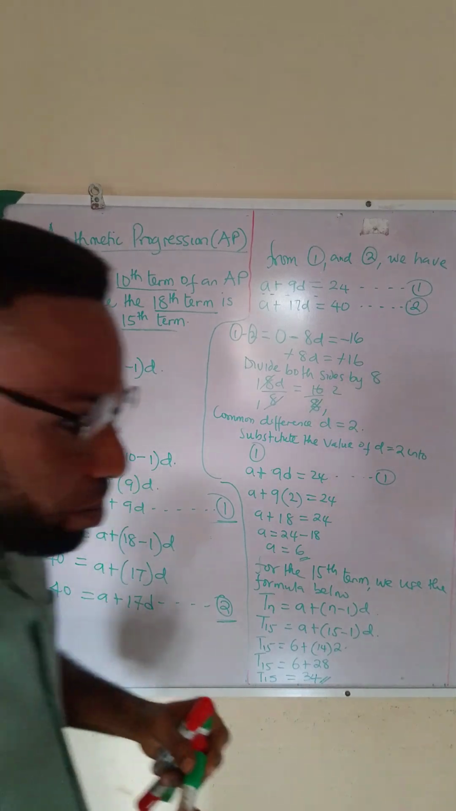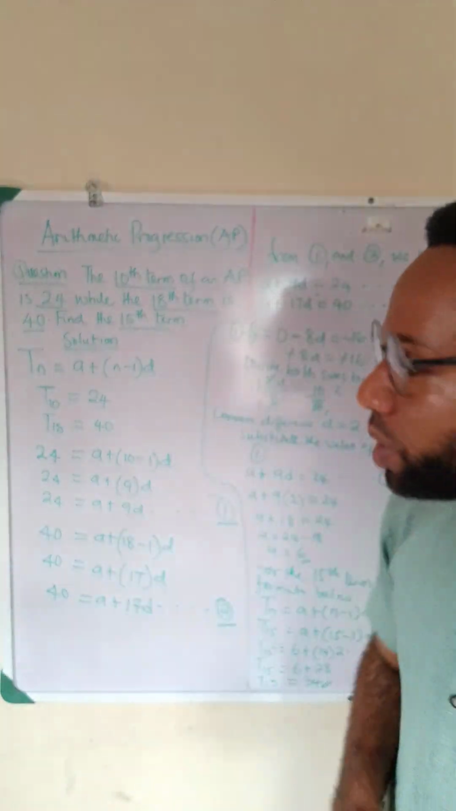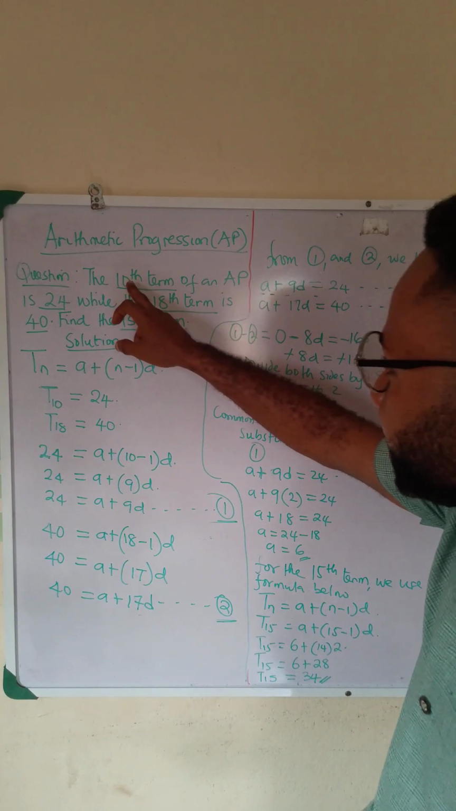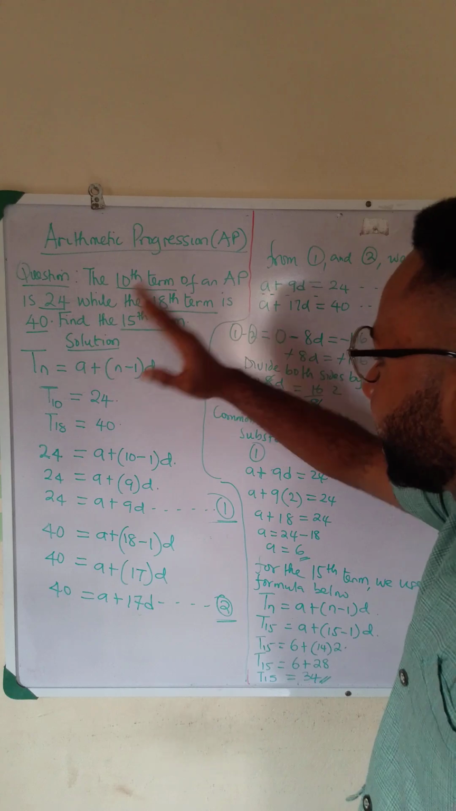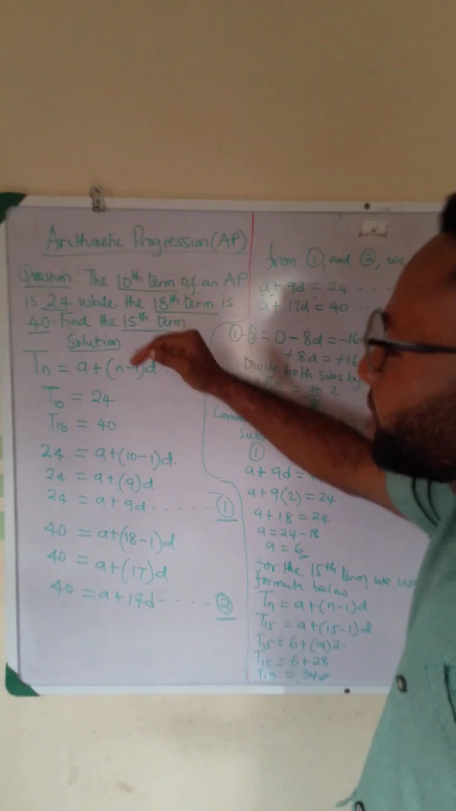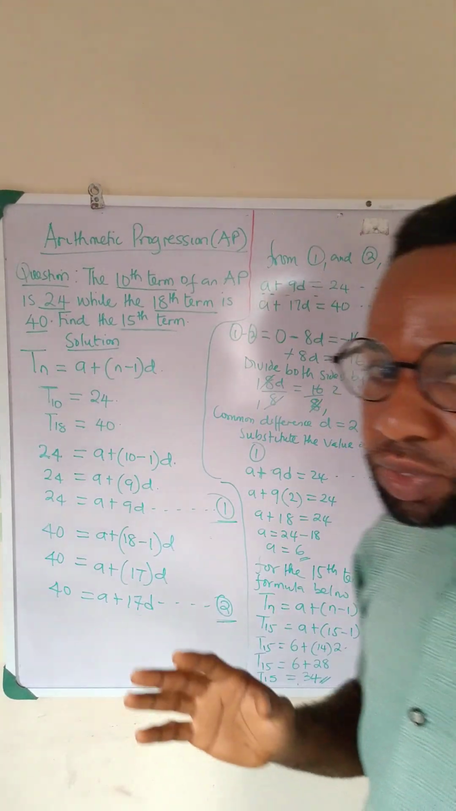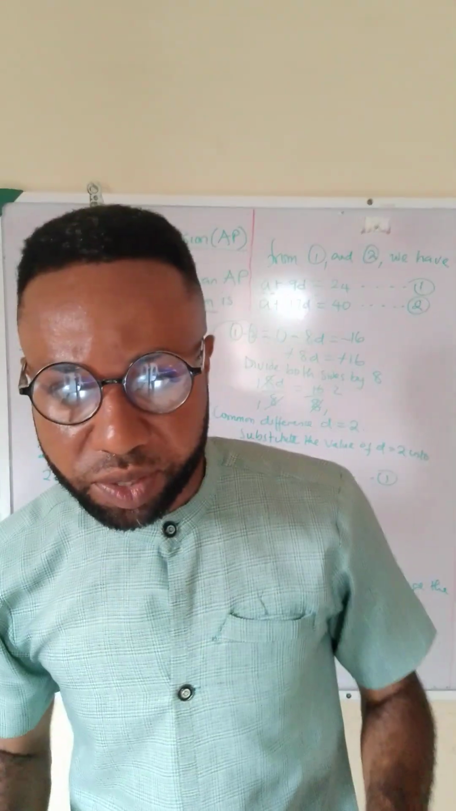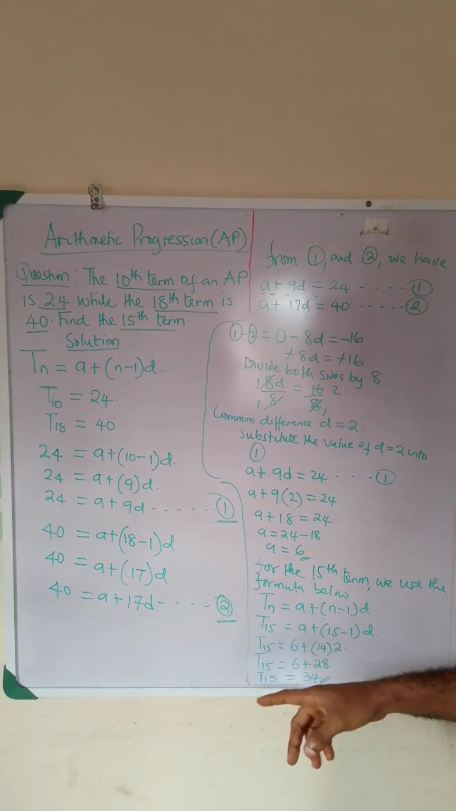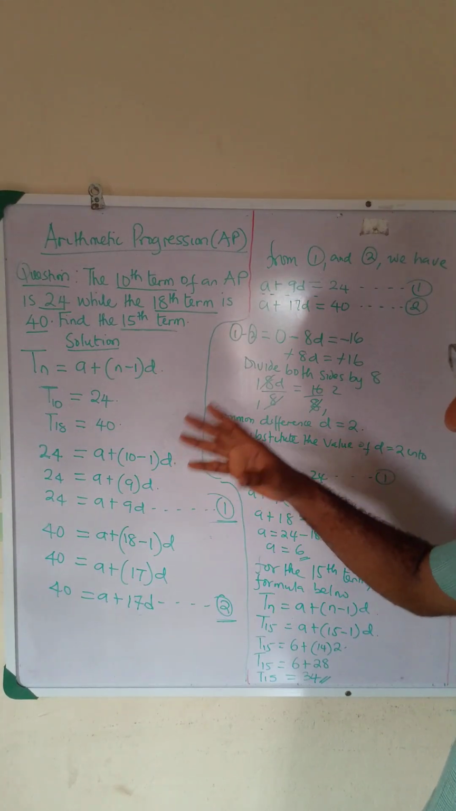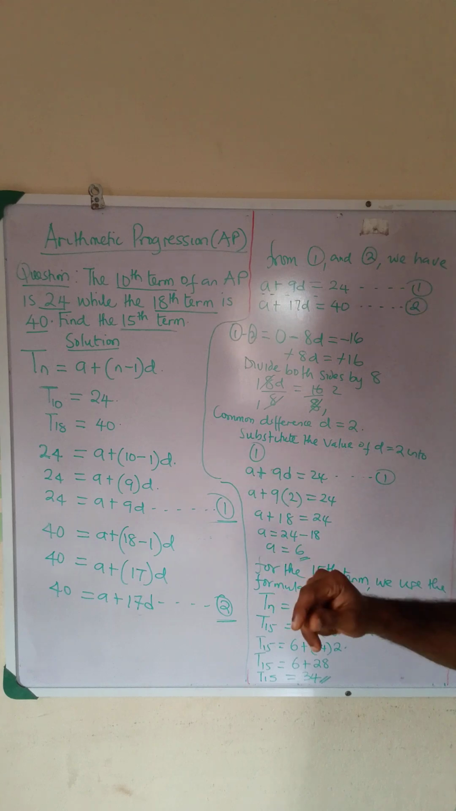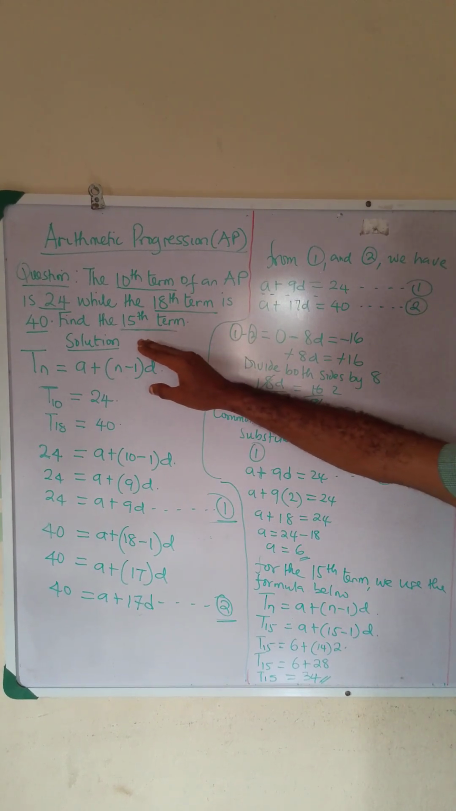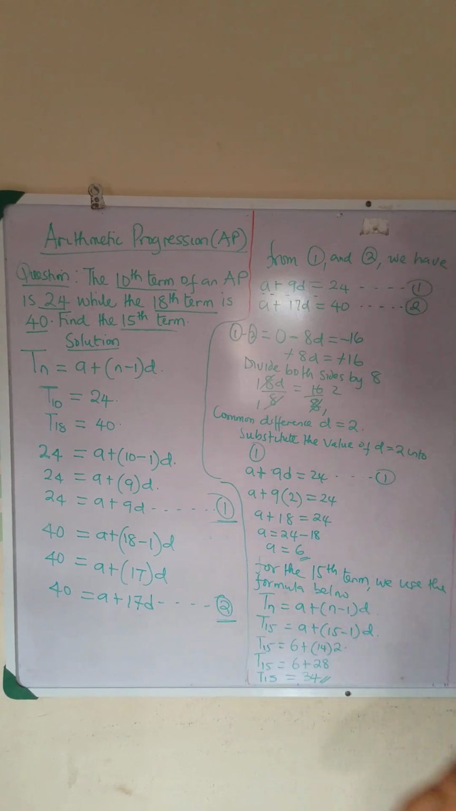Now let me take a recap, a summary of what we've done. When you are given a question of this nature in AP, where the 10th term is equal to this and another term is equal to this, and you're asked to find another term, you should know that that will take you to simultaneous equations. In that simultaneous equation, you are going to be finding the value of a, which is the first term, and the common difference. And when you are done, you can go ahead to determine the exact value of the term that is given to you to find.